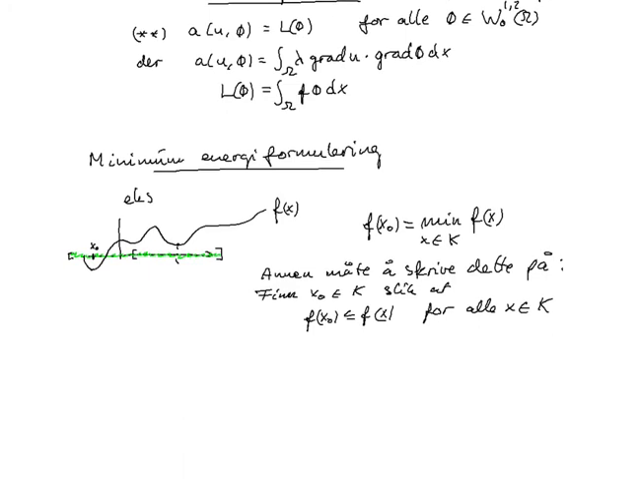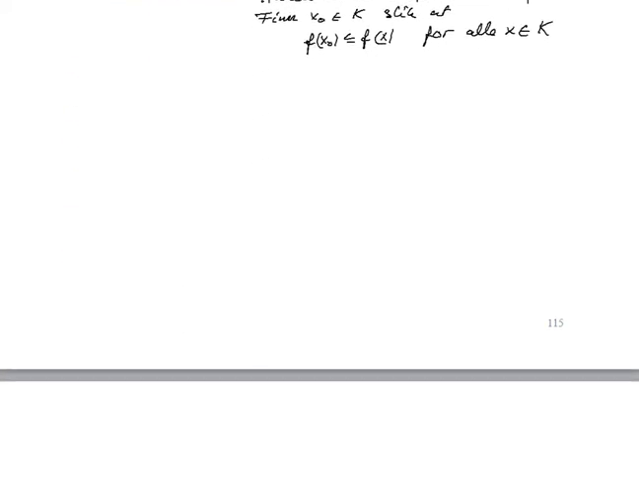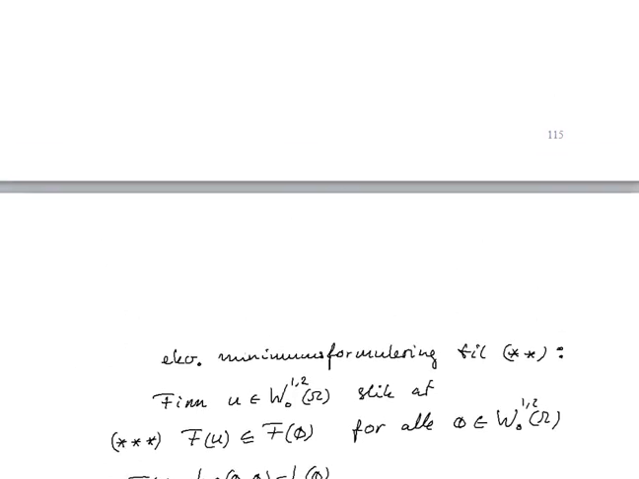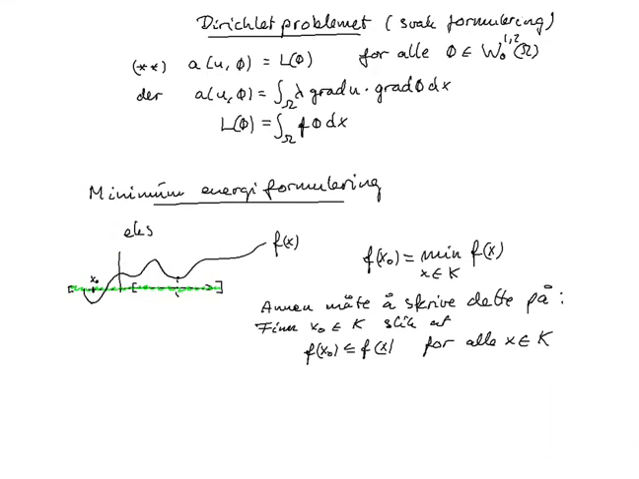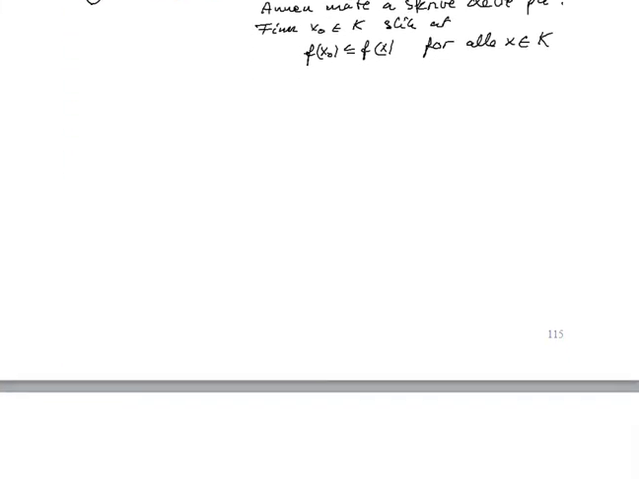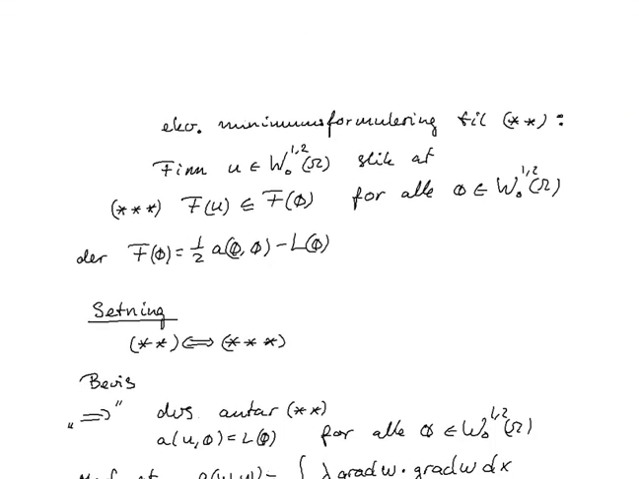So let's keep this in mind when we continue with the equivalent minimum formulation of the problem which we have described above. I mean this double star problem. So this is one way of defining the Dirichlet problem. Another way is an equivalent minimization problem. So it's called a minimum formulation of this problem, double star.